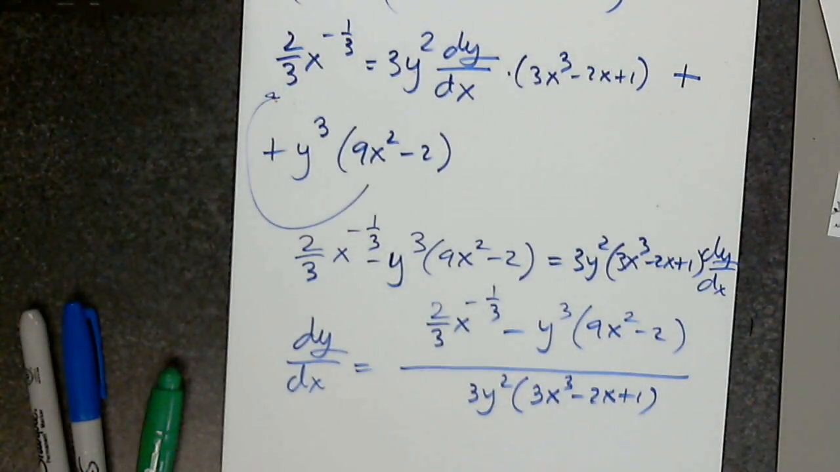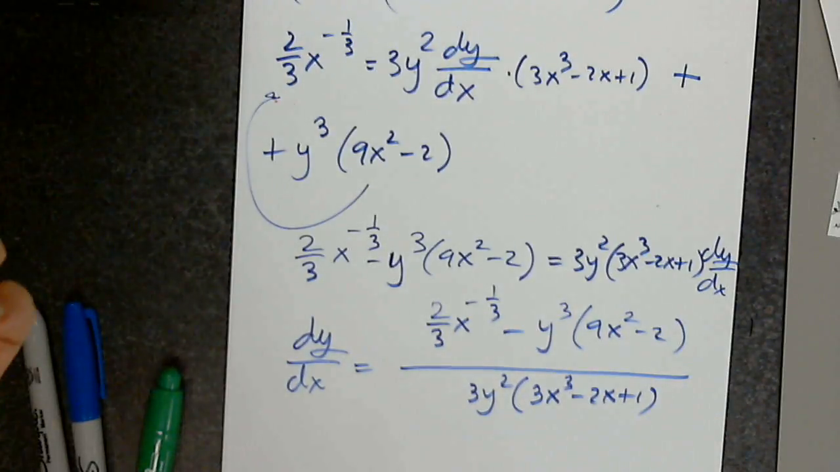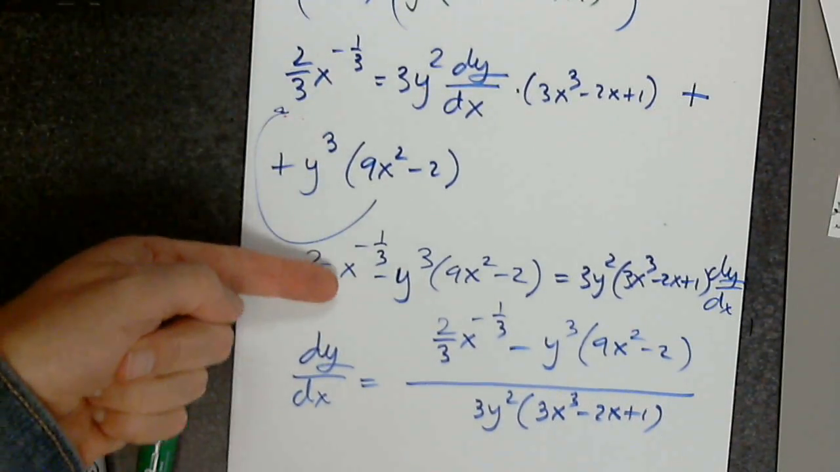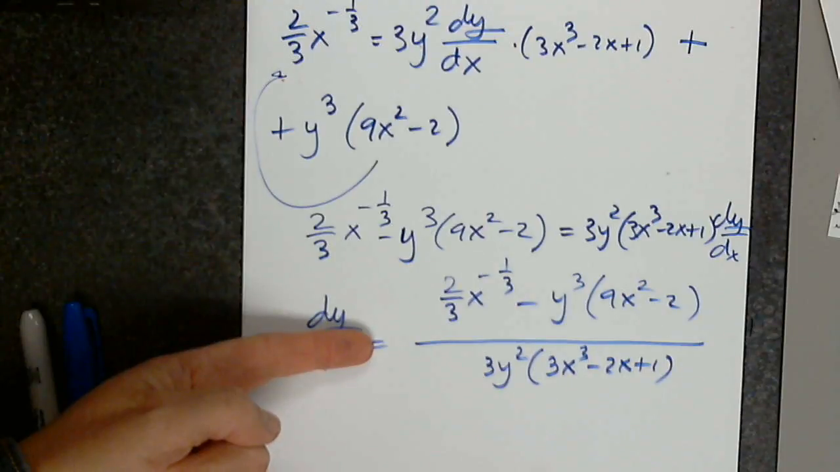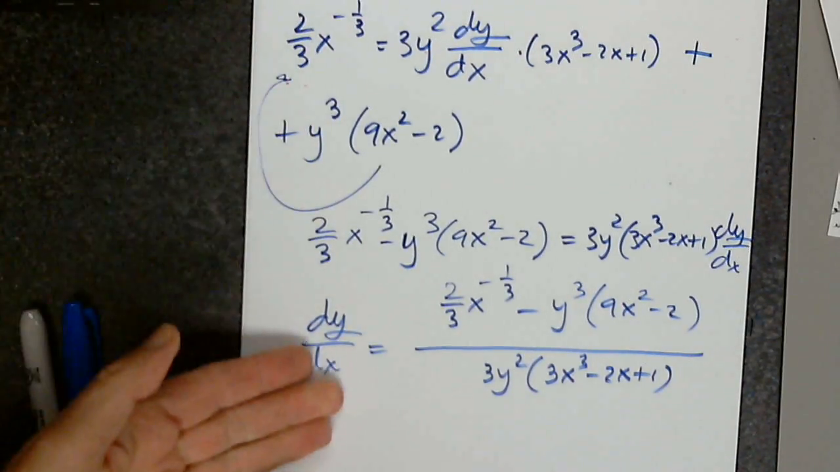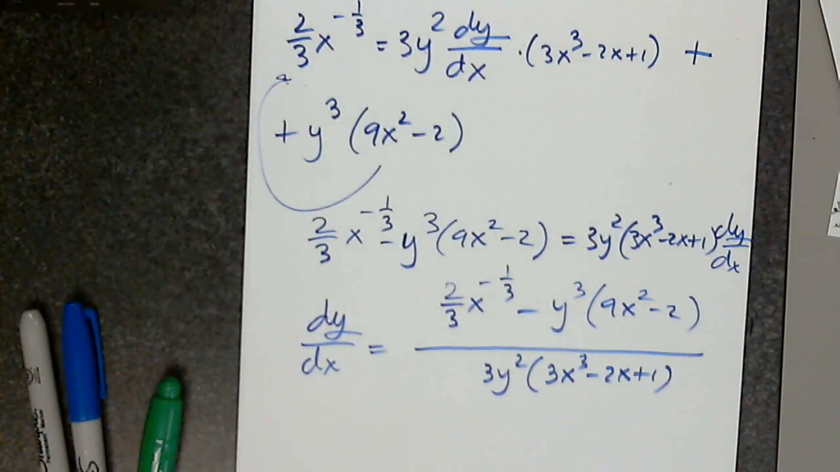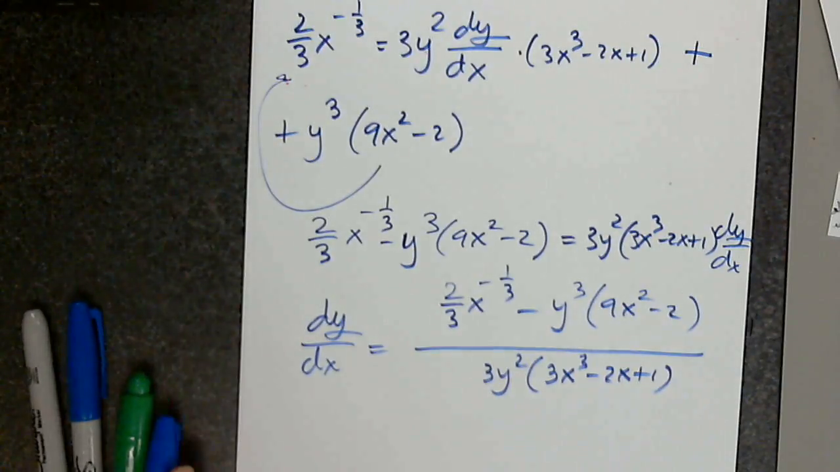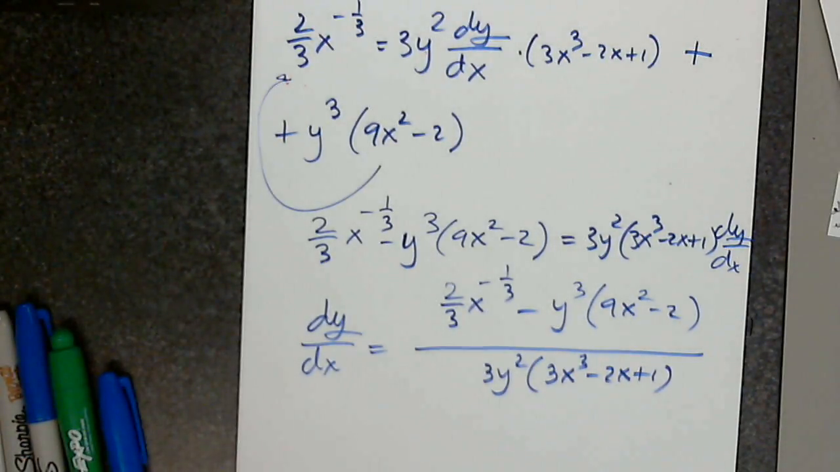But the question is, which one was easier? Well, obviously, this is step 1, step 2, and step 3 when I divided. So this was a much easier method, not solving for y, but going ahead with implicit differentiation. Any questions on this?